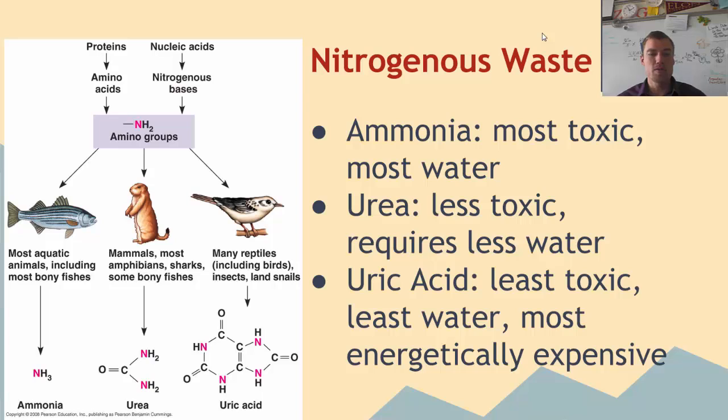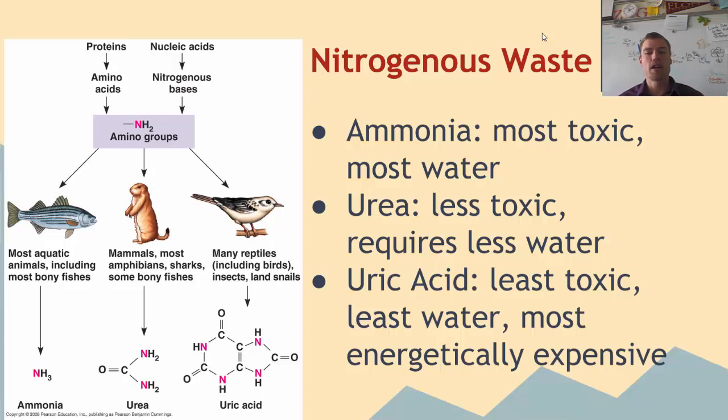So we've got ammonia, which is produced by aquatic organisms. You've got urea, which is produced by mammals, amphibians, and sharks. Some bony fish do this as well, but not many of them. It is less toxic and requires less water, which is good because we don't live in water environments. So we want to use something that uses less water to produce, because we want to maintain our water since we're not surrounded by water all the time. Whereas fish, they have tons of water, so it doesn't really matter.